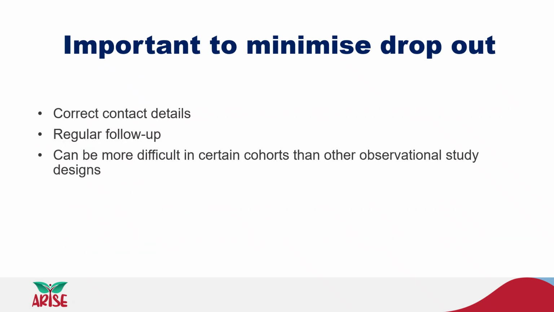This is why it is so important to minimize the effect of dropout in a cohort study. There are some strategies that can help minimize dropout. You can do this through getting correct contact details and even location information. And regular follow-up is also really important to help establish a relationship between the research team and the participants, particularly if you're following up over years or decades. It's also important to note that because of the longitudinal nature, it can be more difficult to ascertain participants or keep them over time in cohort studies compared to other designs.